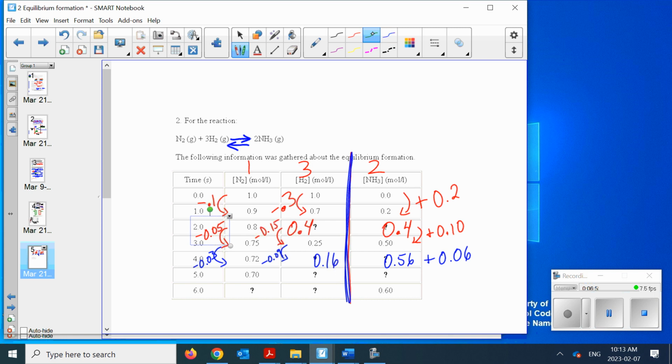Double check the thought process here. 72 down to 70 is 0.2. Down by 2. That goes down by 2. 3 times that is 6. What I'm writing there with arrows is my thought, whether you write it out or not. 16 minus 6 is 10.